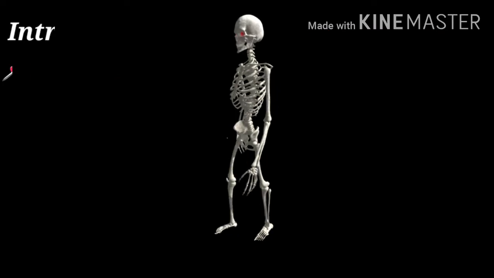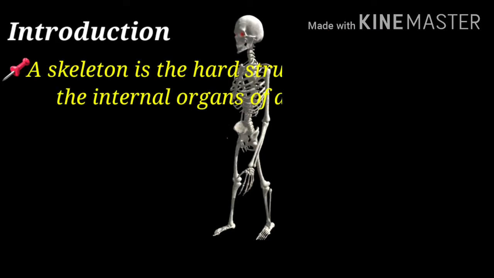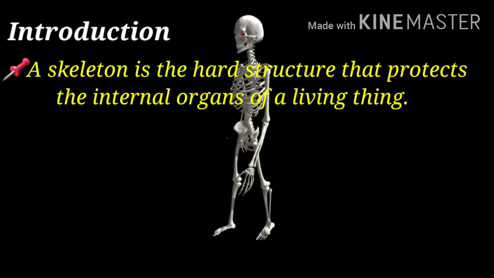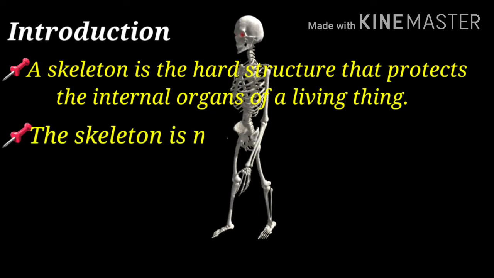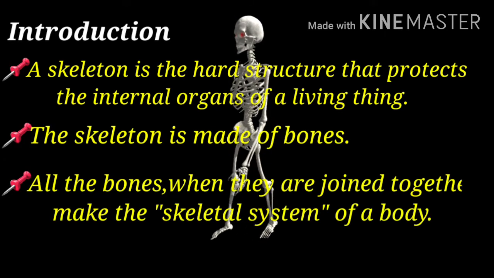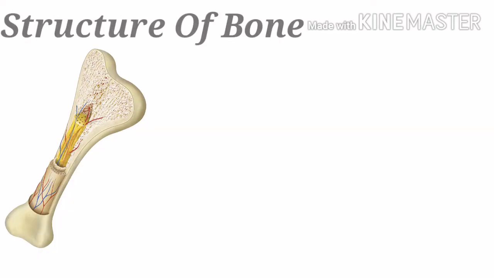Introduction. A skeleton is the hard structure that protects the internal organs of a living thing. The skeleton is made up of bones. All the bones, when they are joined together, make the skeletal system of the body.